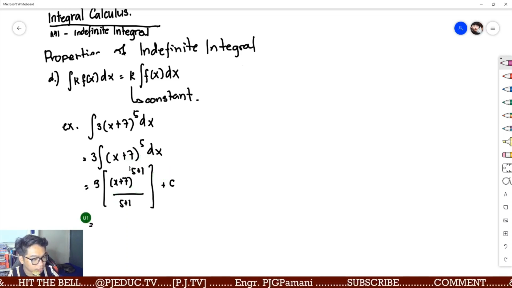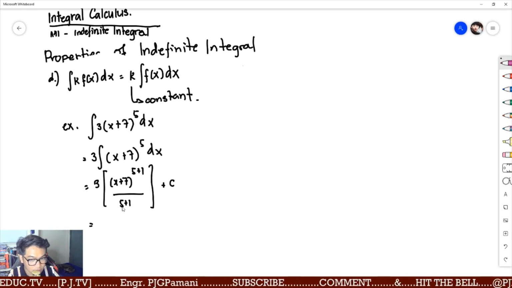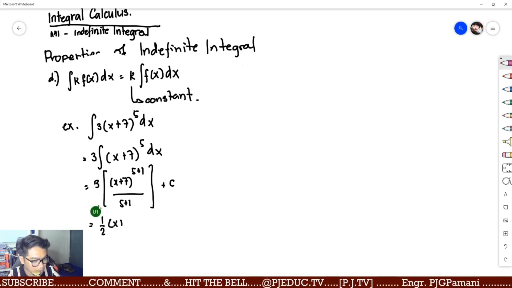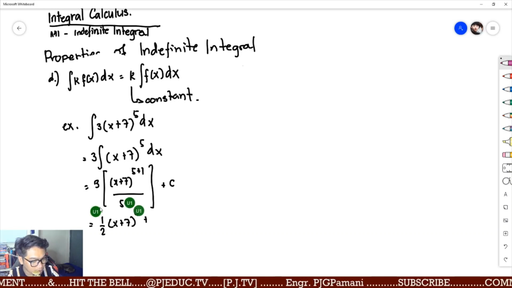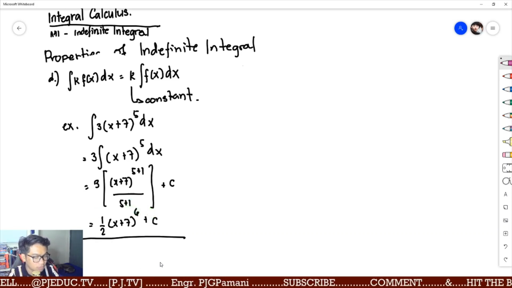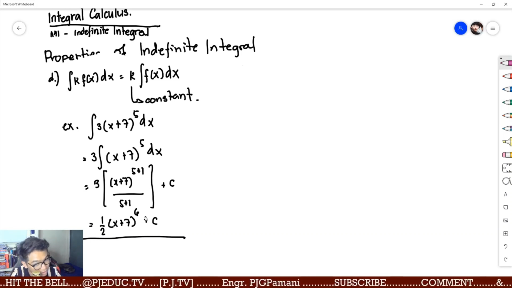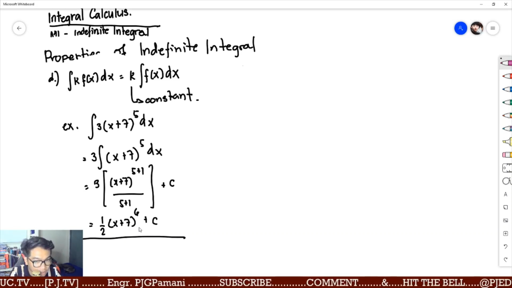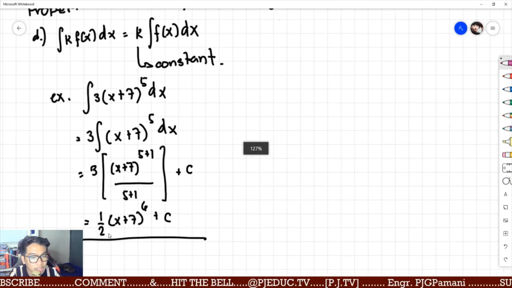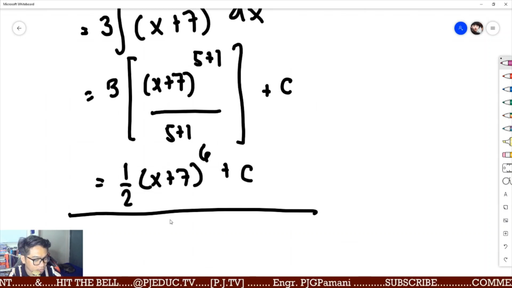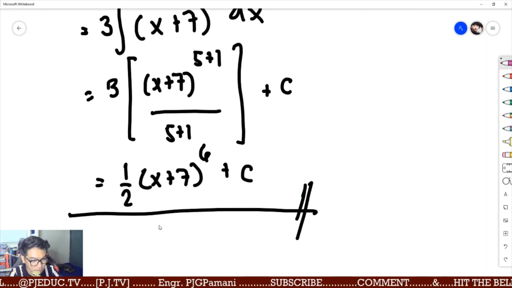So that is now, ilan? 3 over 6, 1/2. 1/2 of x plus 7 raised to 6 plus c. Kung in-expand nyo naman, x plus 7 raised to 5, and expand nyo pa siya, of course, yung magiging final answer ninyo is the expanded form. But then again, I'll ask you to simplify your final answers to the simplest form. So, ang simplest form natin, kung sakali, ay ito. Okay?